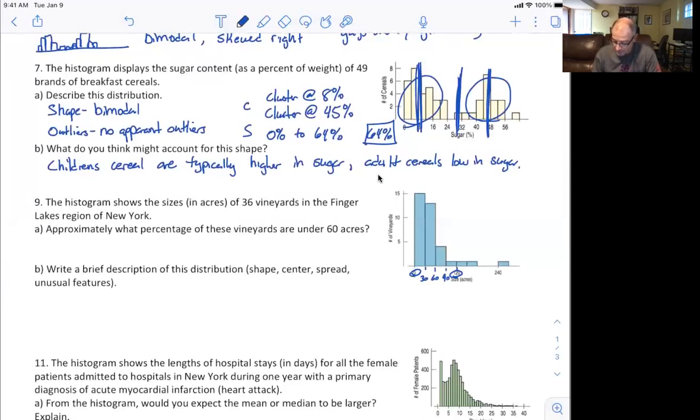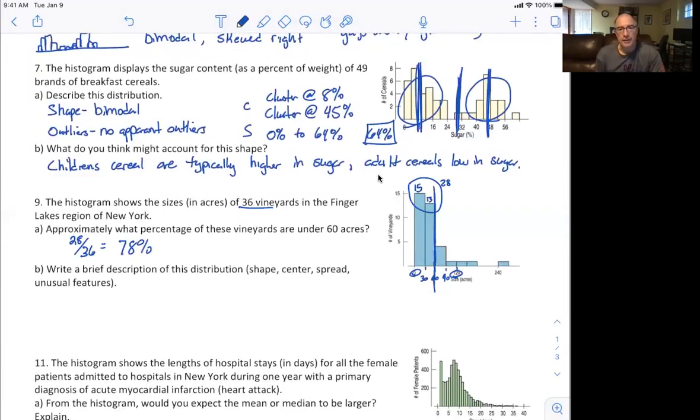So that means we're talking about a division marker right here at 60. Under 60, it looks like there are 15 in this particular bin and 13 in this particular bin. So that means there are 28 total below 60. So 28 is going to be my numerator. It says there's a grand total of 36 in my graph. So 28 divided by 36 gives me 78%.